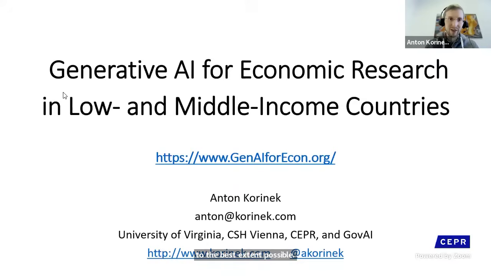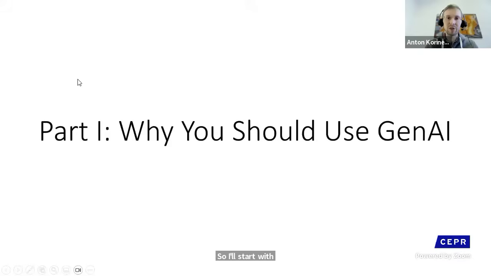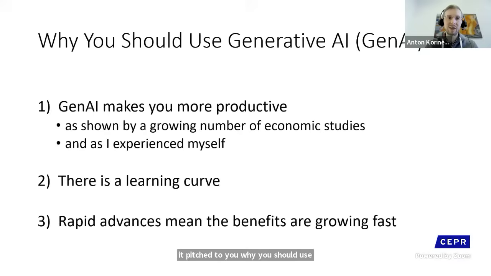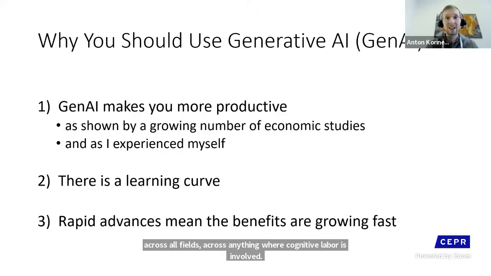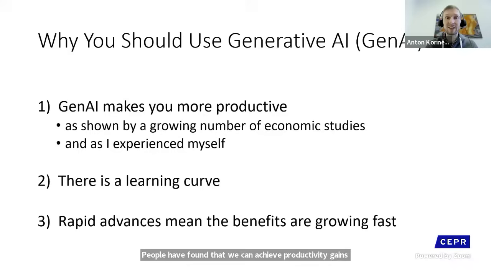So I'll start with a pitch to you why you should use generative AI. First of all, generative AI systems make us more productive. This has been shown by quite a number of economic studies by now. So across all fields, across anything where cognitive labor is involved, people have found that we can achieve productivity gains from 10%, 20%, up to 50%, and in coding even up to 100%. And I should say, I've also experienced these productivity gains myself as a researcher.